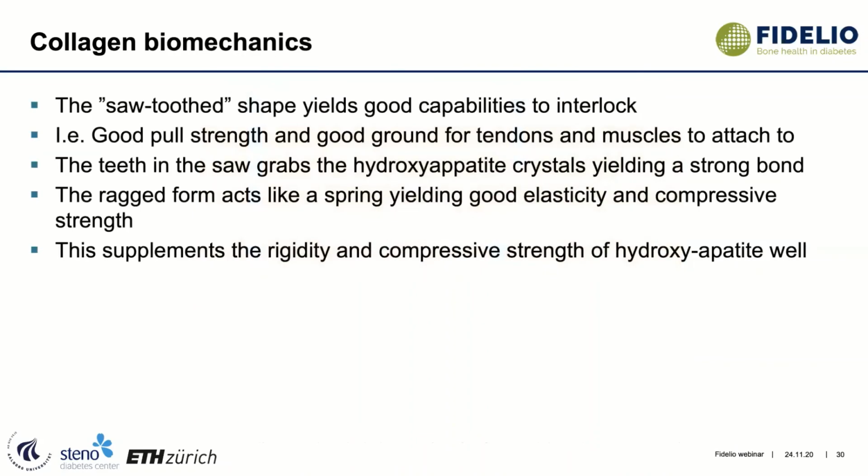Now, if you think about the rope that I just showed you, this has sort of a sawtooth shape, and this gives a very good capability to interlock with the crystals. So it has a good pull strength and a good ground for tendons to interlock into the matrix. And the teeth in the saw grab these hydroxyapatite crystals, yielding a very strong compound. And the ragged form acts like a spring, so you also have good elasticity and good compressive strength.